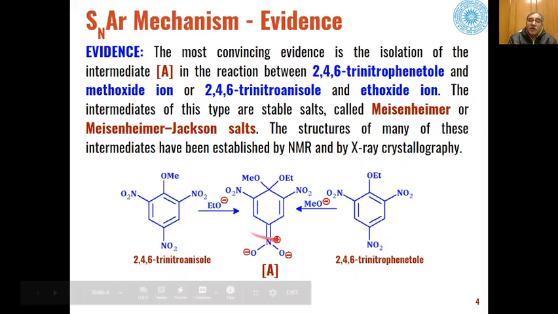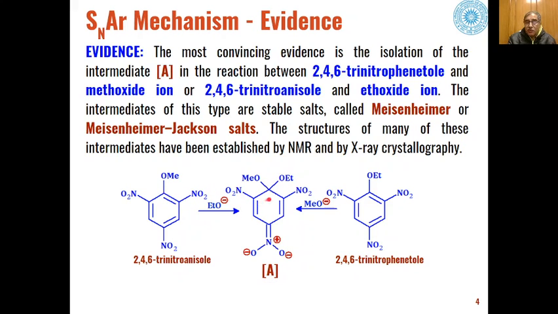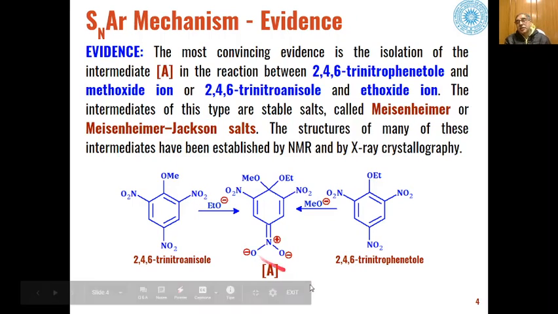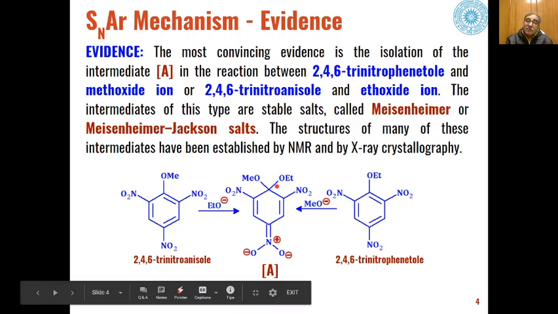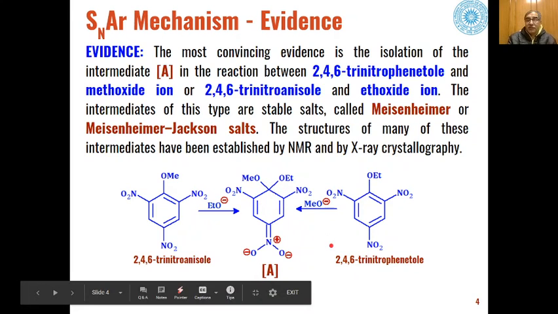So the formation of these types of salts, which are called Meisenheimer salts or Meisenheimer-Jackson salts, is evidence for the existence of the attack of the nucleophile on the ipso carbon of the substrate to form these types of intermediates. So the isolation of these intermediates tells us that the reaction is taking place in two steps, and the next step is not followed because both have equal energy.